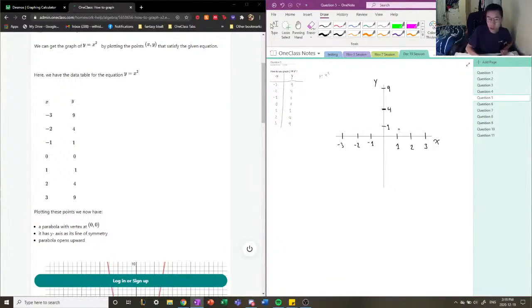Now that we have our axes and we labeled out the scale of our axes, we're going to graph our function here. So we have 0, 0, right? We have -1 and 1. We have 1 and 1. We have 2 and 4, and -2 and 4, and we have -3 and 9, and 3 and 9. So now from here, we're going to graph out our parabola.